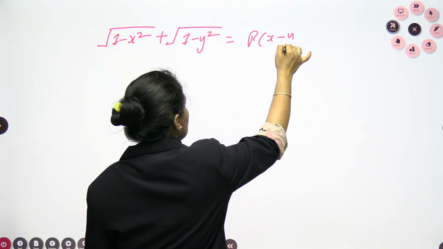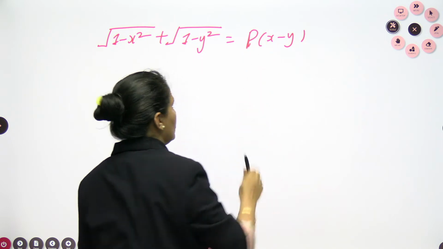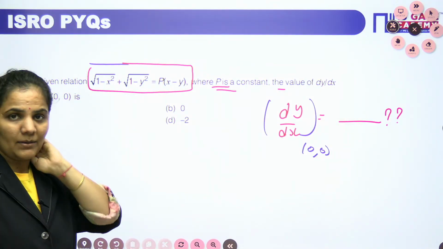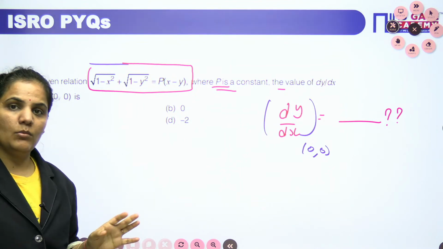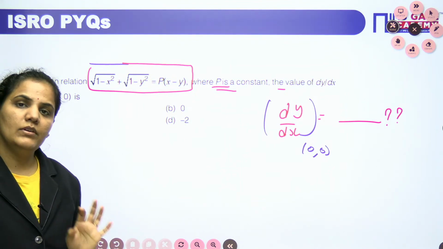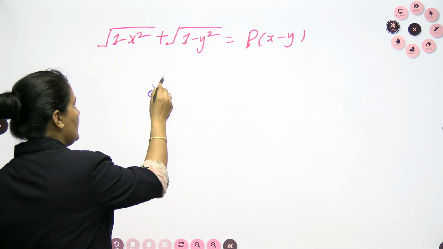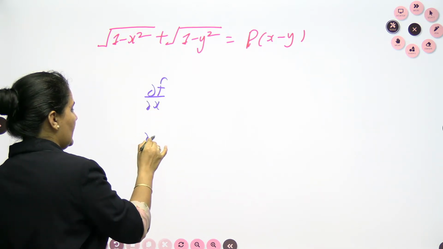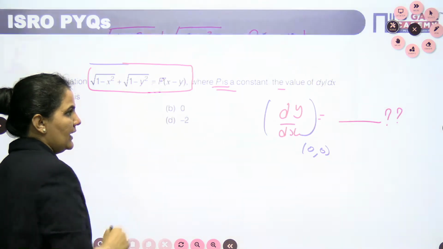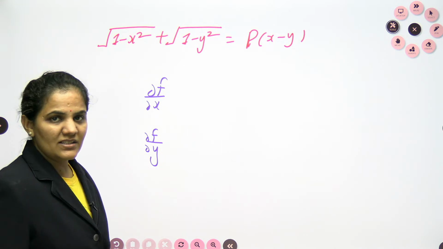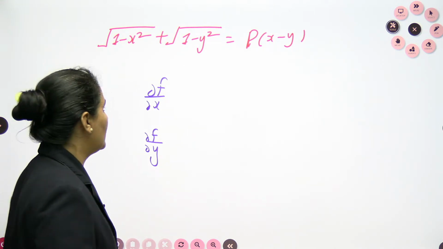As I can see here, it's not possible for me to separate the variables, and neither is it a form of any standard differential equation. So what we will do now, first of all I will find out del f by del x, and also I will find out del f by del y. As I need to find out dy by dx, by finding these partial derivatives I can find out dy by dx very easily.